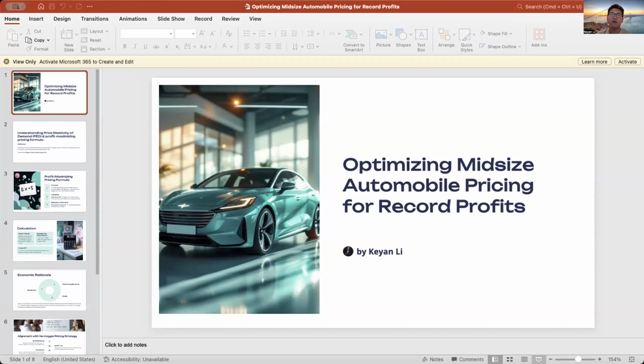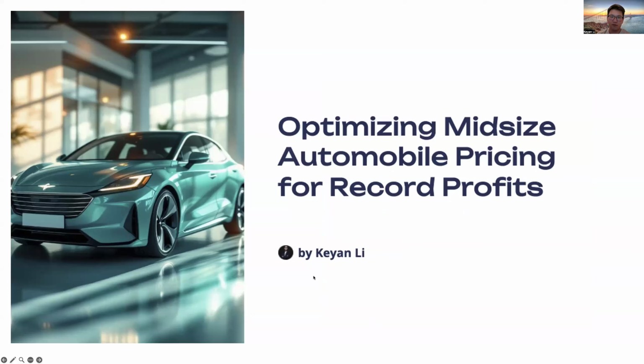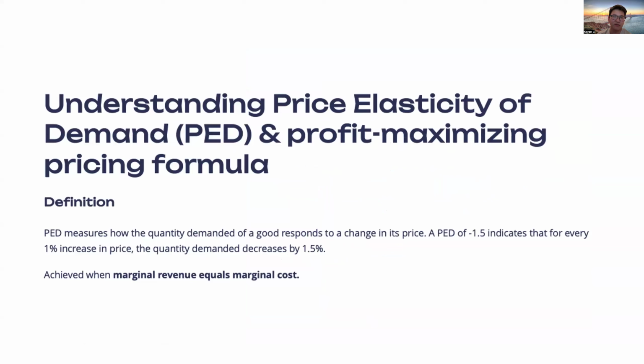Okay, here we go. Let's do the presentation of the week 6 DQ questions. Overall, we're going to talk about optimizing mid-size automobile pricing for record profits. Let's dive into details. There are two key concepts we're going to use to generate our answers.